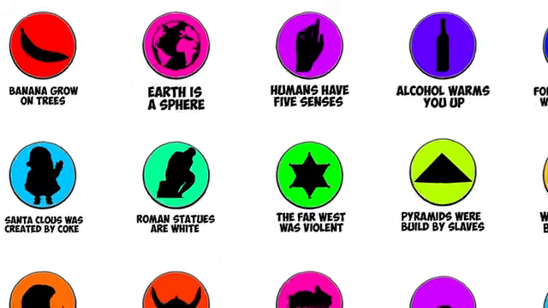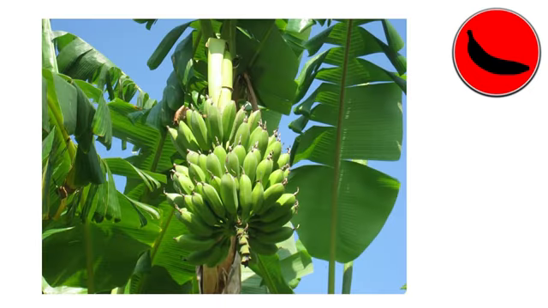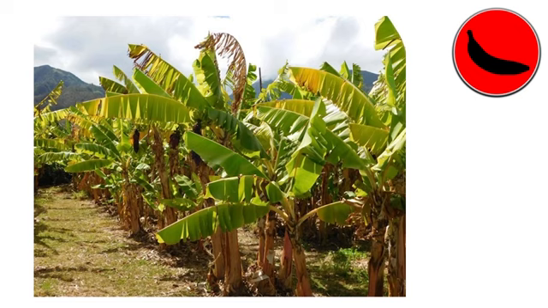The first mistake: bananas grow on trees. The misconception is that bananas do not grow on trees, but on plants that belong to the Musaceae family. These plants are considered herbaceous because their trunks are pseudostems that consist of narrow leaves.